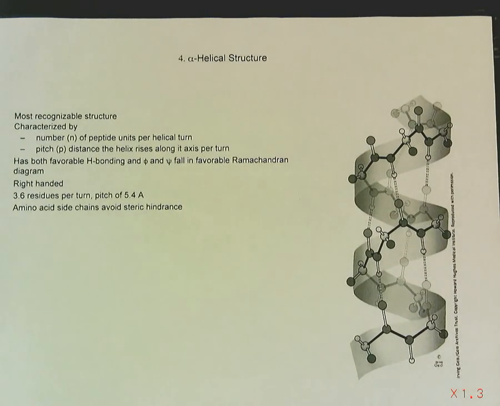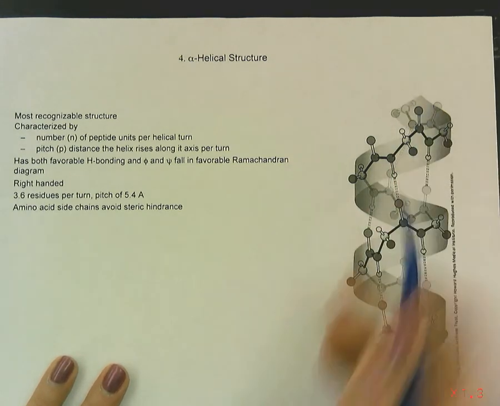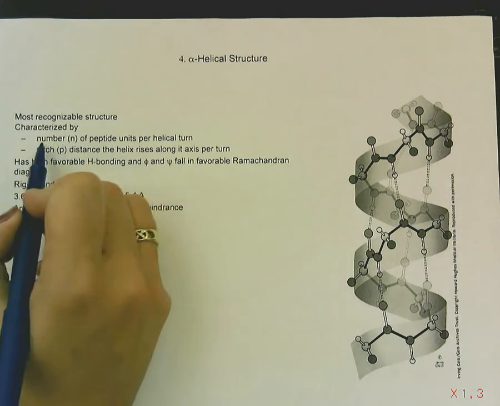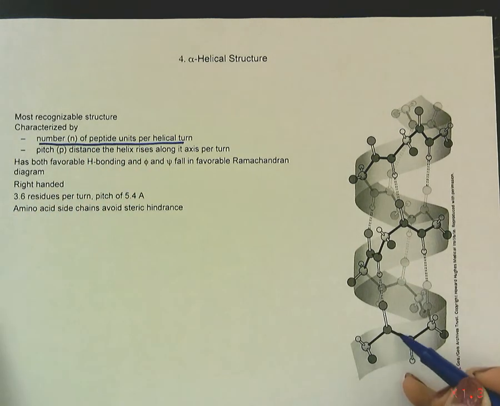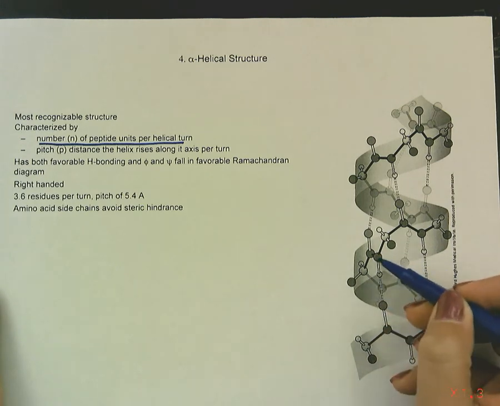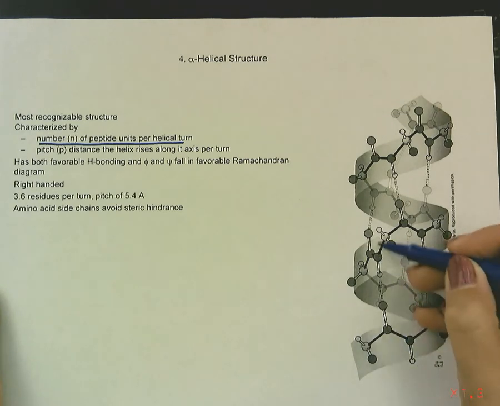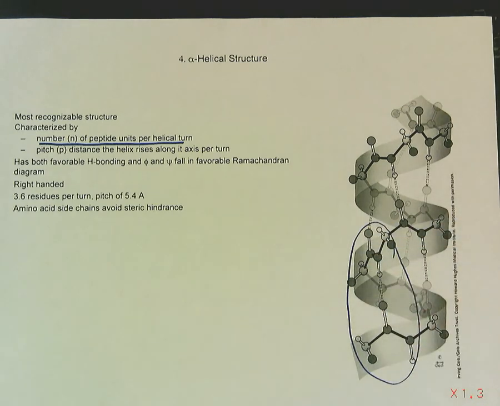It is the right-handed turn, where we start at the bottom and it goes in a helical structure in a right-handed manner. Alpha helixes are characterized by two things. The first is the number of peptide units per helical turn. So that's saying if I start at this amino acid, how many amino acids does it need to get till it's right above it? So one turn is from, in this case, here to here. How many peptides did it take me to get around that? That's the first thing that characterizes it.